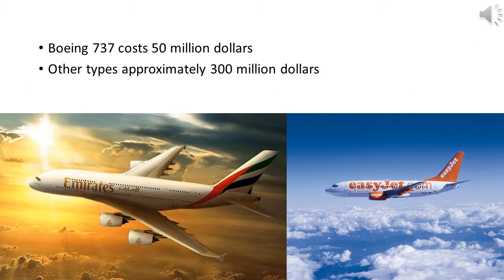Many airlines have a limited type of aircraft. The most commonly used aircraft is the Boeing 737. The Boeing 737 costs on average $50 million, while a larger aircraft costs approximately $300 million. By using the same type of aircraft, airlines have to pay less training costs for their pilots. Airlines have to pay training costs per type of aircraft.